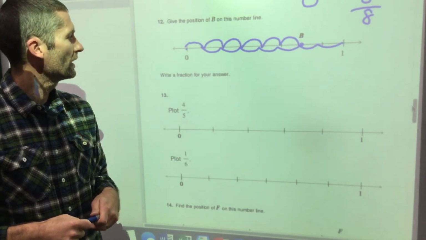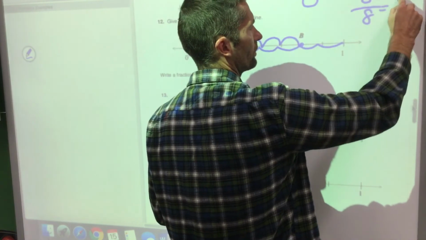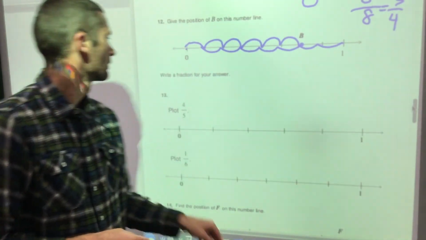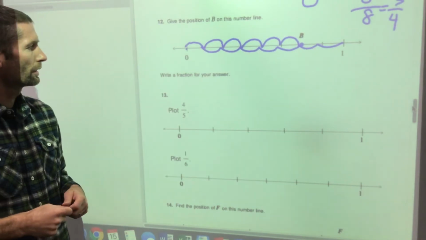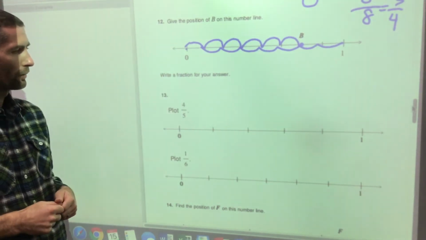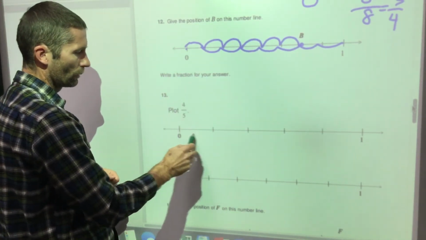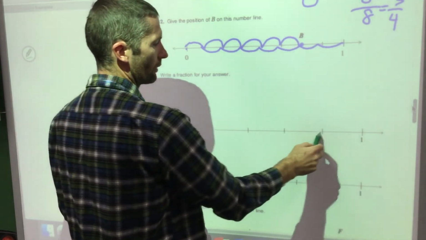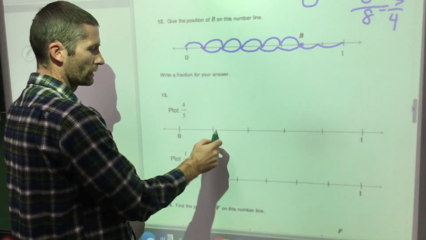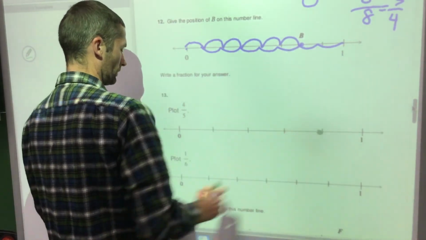We could simplify that if it asks. It doesn't ask for that. We can divide both of these by 2 and know the answer is also going to be 3/4. Next, write a fraction for your answer. Yeah, we did that. 13, plot 4/5. So first we want to make sure it's broken up into 5 places. 1, 2, 3, 4, 5. It is. So now we're going to go over 4 out of 5. 1, 2, 3, 4. Boom.